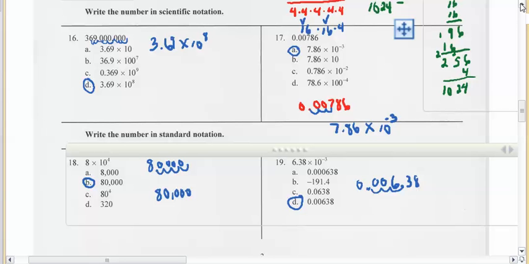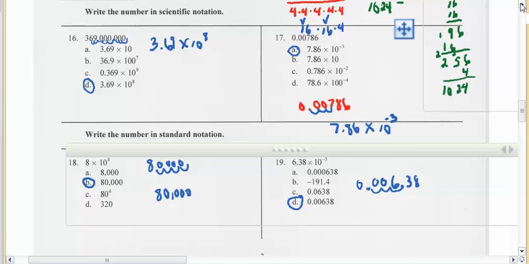Then I moved this one to make a scientific notation. I moved it to the right. And when you move it to the right, you're taking away. So I moved it 1, 2, 3. And so it becomes a -3. So that's letter A.